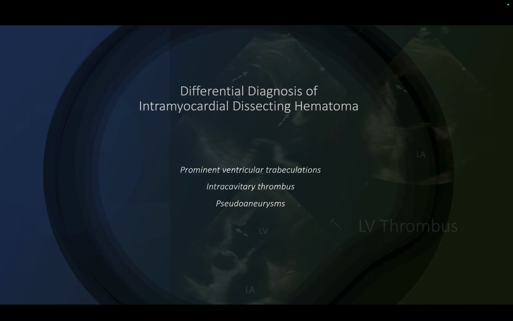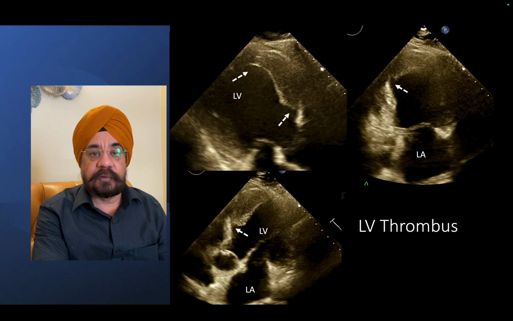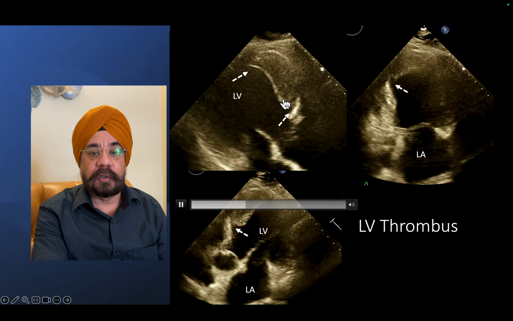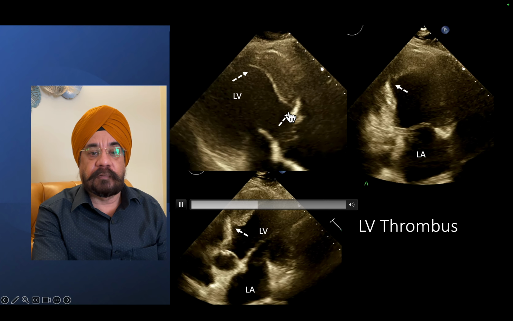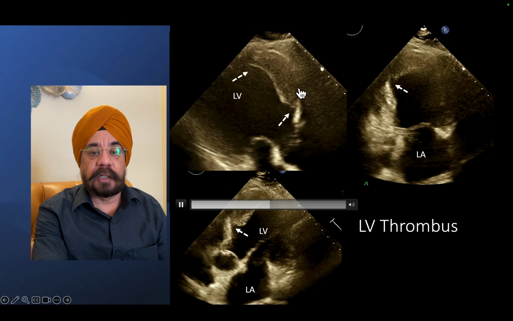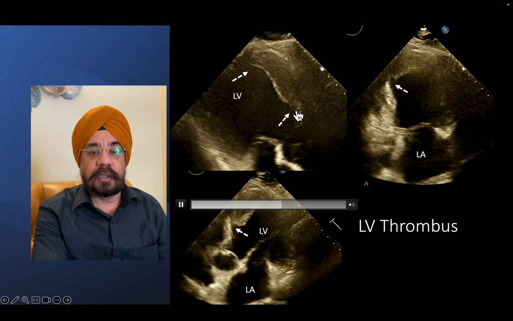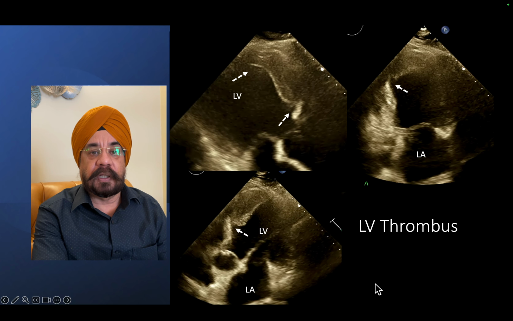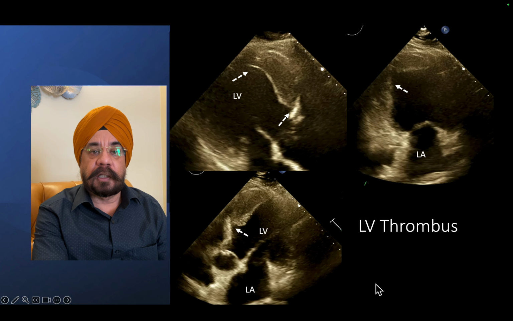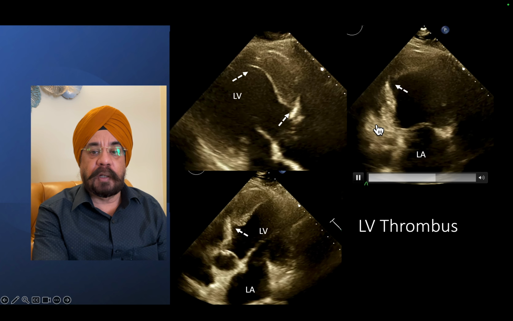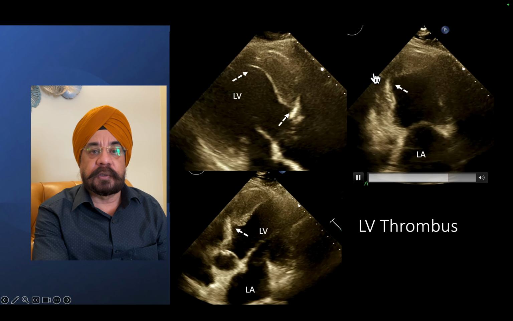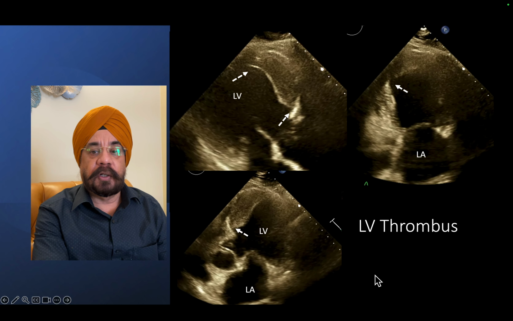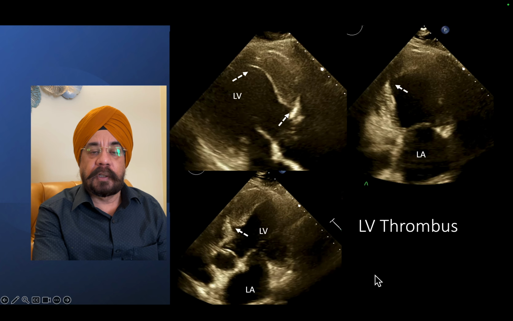And how do we differentiate? Now you look at this, this is thrombus, and this thrombus overhangs. You see this rounded overhanging of the thrombus, and this is the endocardial border. Now this niche kind of thing would not happen in patients with intramyocardial dissecting hematoma. Same, you see this niche, that's the thrombus, and this kind of overhanging would happen in the thrombus, not in the hematoma.